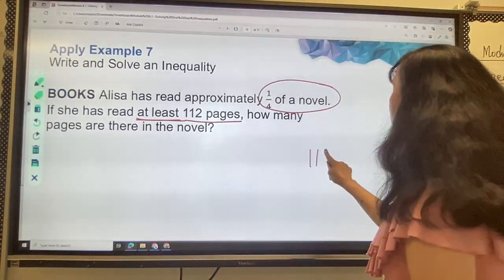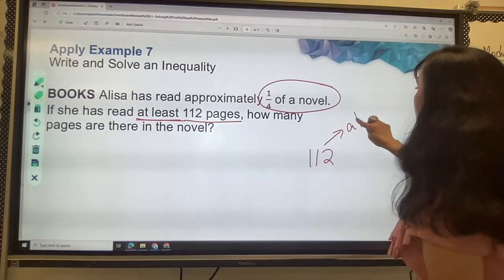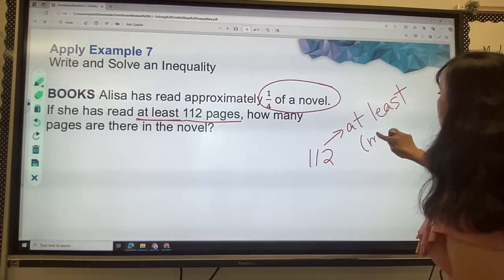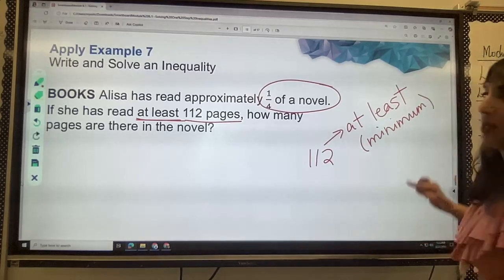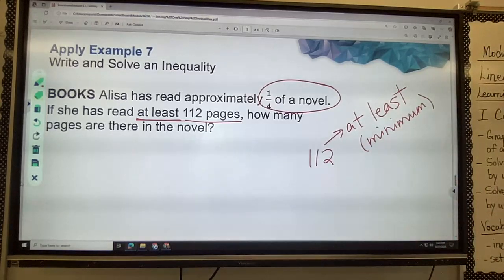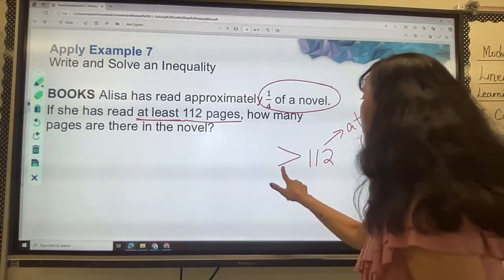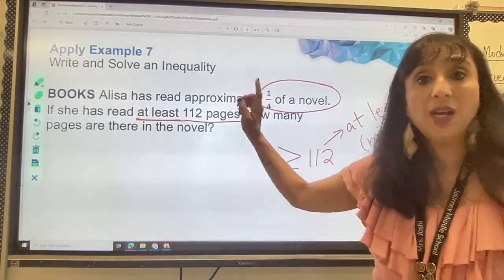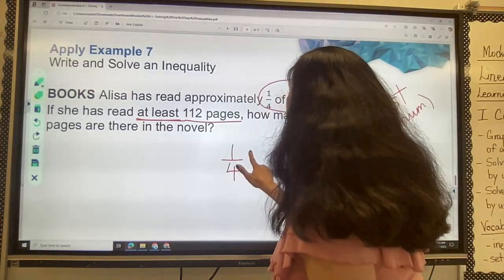112 is the minimum amount. So this is at least. That means this is the minimum amount. If it is saying at least, that means 112 is the least amount and everything else is included, and everything else is greater. And so 1/4 of a novel, 1/4 n.